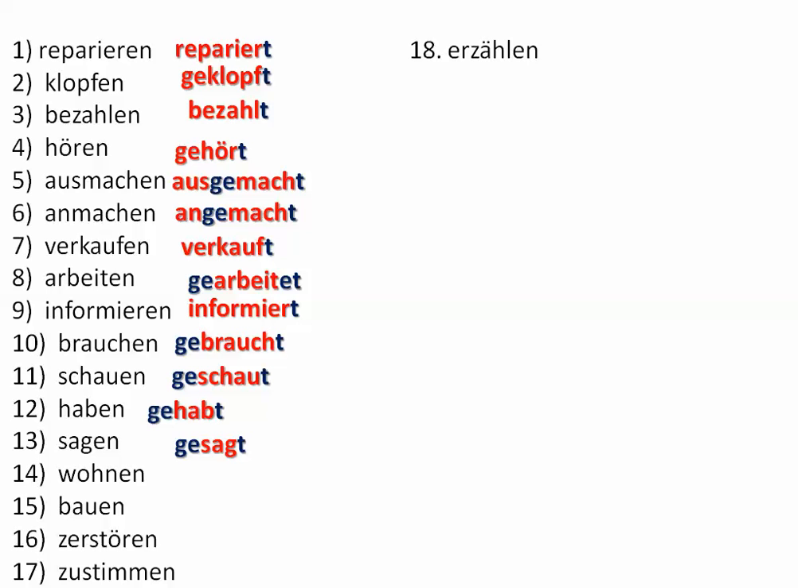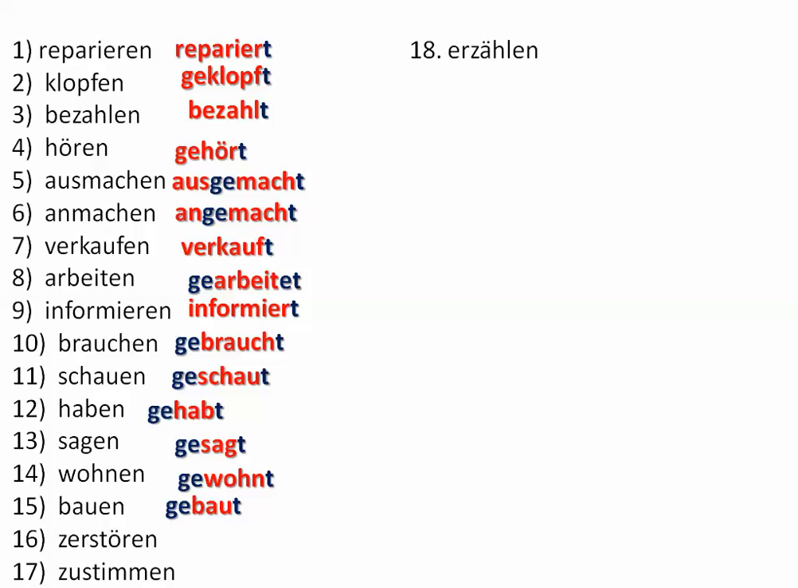Wohnen is to live in a place. Don't be confused in German. They have two verbs for live. We only have live in English. So wohnen is when you're talking about where you live in a place, and leben is to be alive. So that's a source of confusion for some Americans. Gewohnt. Ich habe in Berlin gewohnt. Bauen, to build. Ich habe ein Haus gebaut.